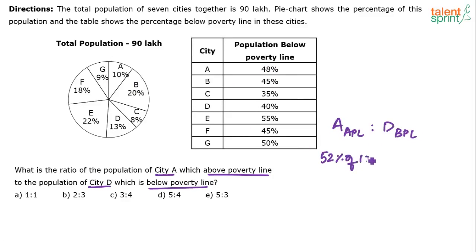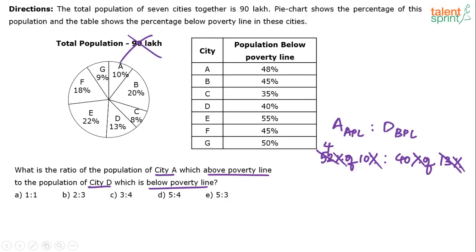52% of what? A's population. A's population is 10%. Now this time I will not take 90 lakhs at all. It's not required because 90 lakhs is common on both sides, right? It will get cancelled. In fact, I should not even write percentage of percentage. I can directly write 52 into 10, is to population of D below poverty line. What is D below poverty line? Directly it is 40%. 40% of what? Total of D's population, which is 13%. Do the calculation. Percent also is not required. So it's basically 52 into 10 versus 40 into 13. And 13 here goes 4 times.